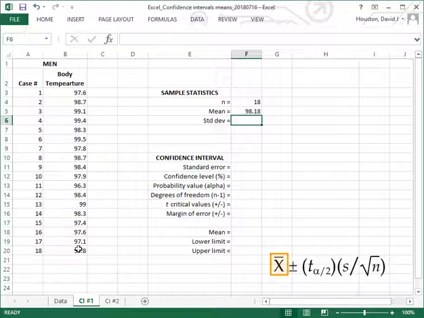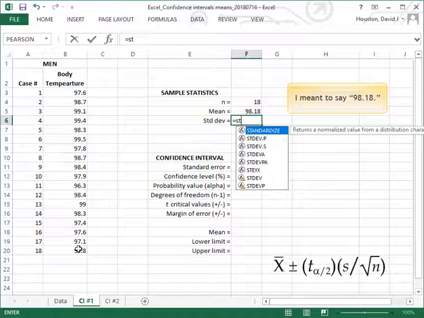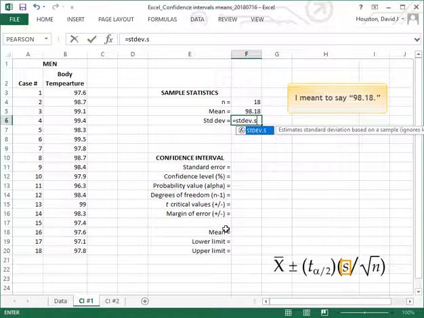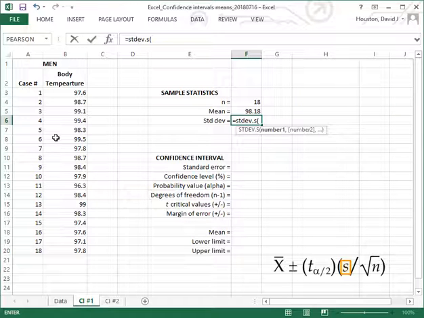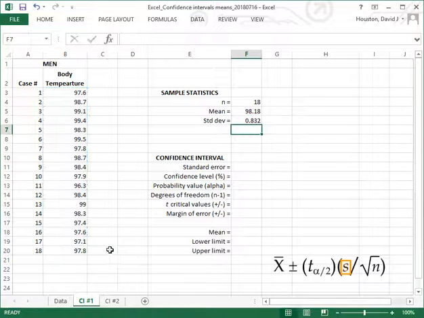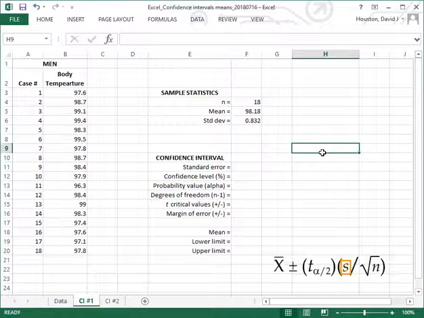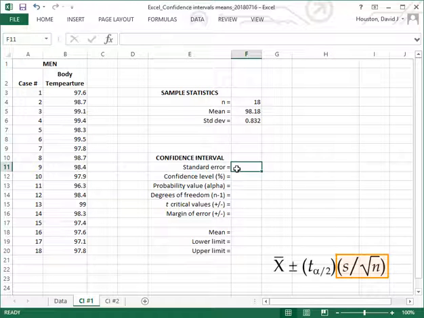Let's also find the sample mean, which is going to be 96.18 degrees, and also the standard deviation. And what we're going to do is use the sample version of the standard deviation formula, obviously. And we see a standard deviation of about 0.832 degrees Fahrenheit.